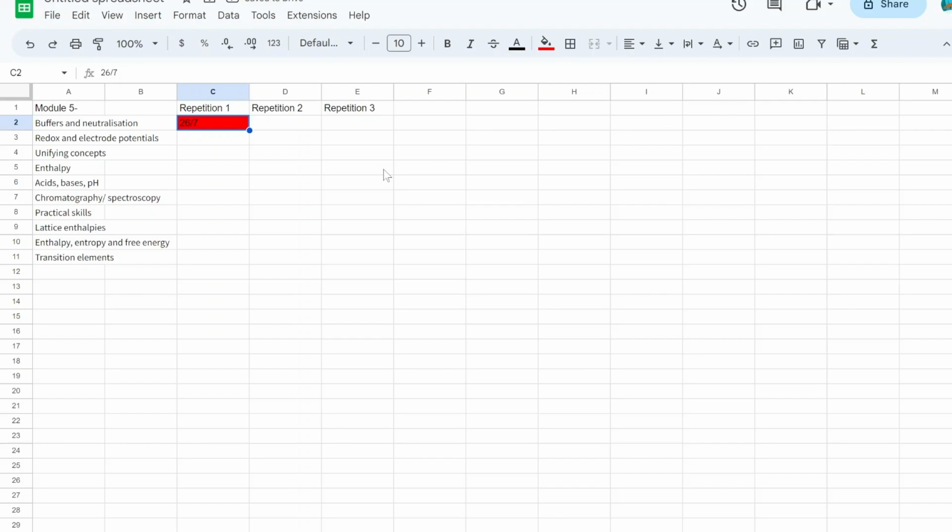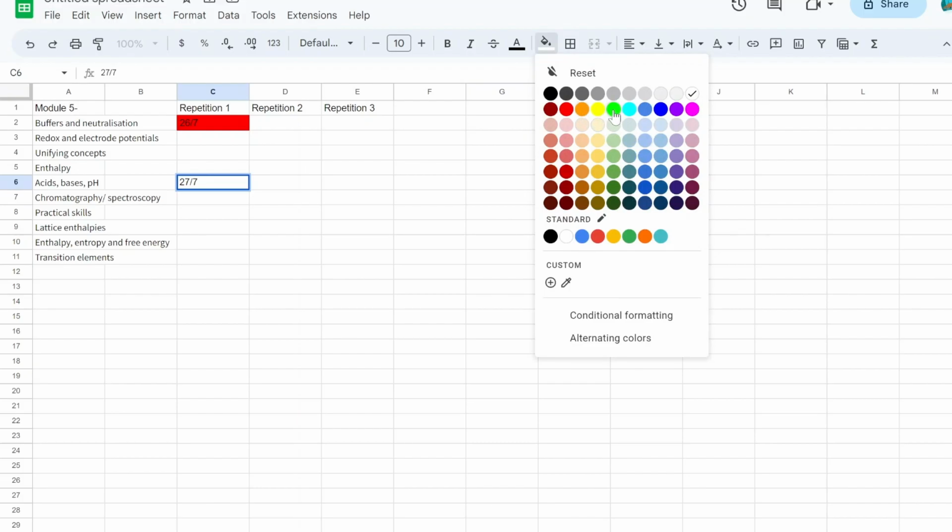I would then come back to the topic after going through perhaps all of the topics on the module, and depending on if it was red, amber or green, and how long ago I did it, I would prioritize which topics to repeat first. So, for example, if buffers and neutralization was red, and I did it first, then it would be the first topic that I would repeat, instead of, for example, acids, bases and pH, which I might have done at a later date, and I might have highlighted it green because it was easier.